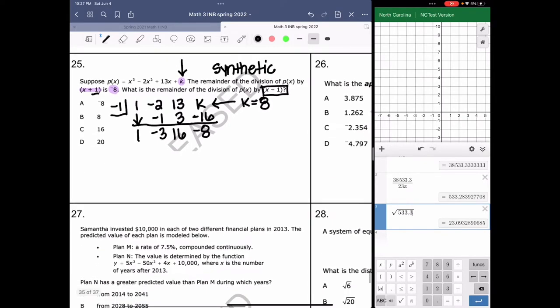So now that we found K, we can do synthetic division again, but now we're going to divide it by x minus 1. So if I divide it by x minus 1, we're going to do the opposite, so it's positive 1. And we're going to do 1, negative 2, 13, but now we know K is positive 8. So they want the remainder. We're going to pull 1 down, multiply that by 1, add that, get negative 1. 1 times negative 1 is negative 1, add that, get 12. 1 times 12 is 12, add those, and you get a remainder of 20.